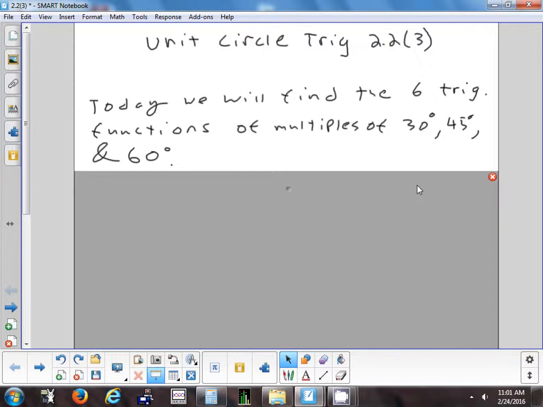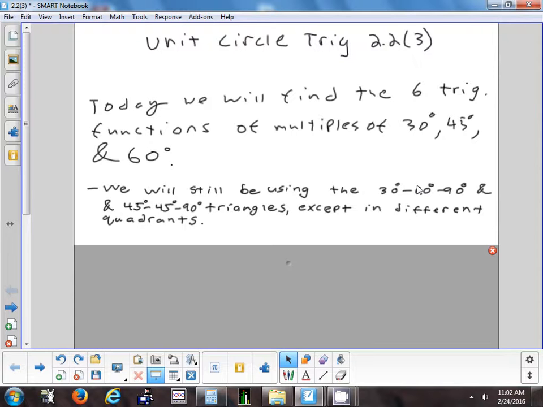Multiples of 45 are numbers like 45, 45 times 2, 90, we already did that one, 45 times 3, 135, 180, 225, 270, and 315. Those are all your multiples of 45. Multiples of 30 are numbers like 30, 60, 90, 120, 150, 180. Some of those I've just named we've already done, but the ones we haven't done we'll do.